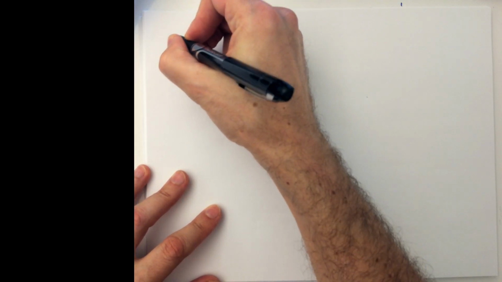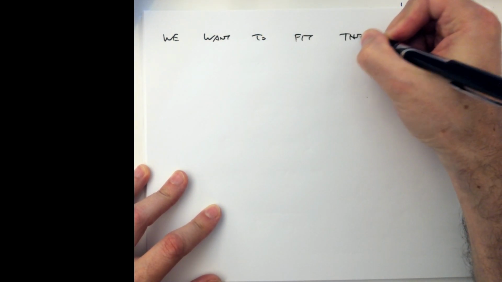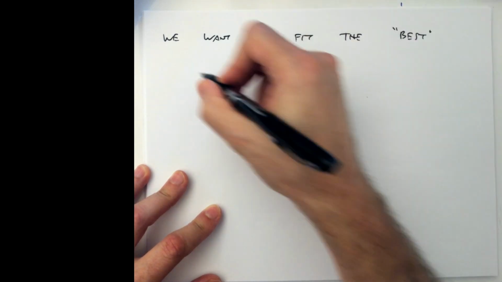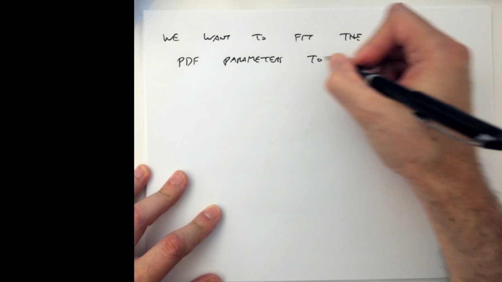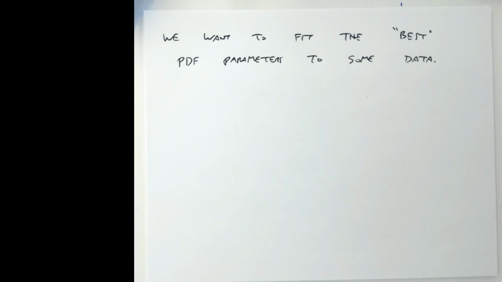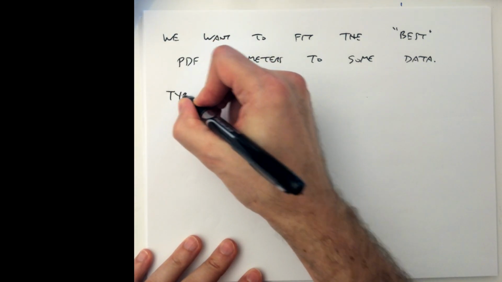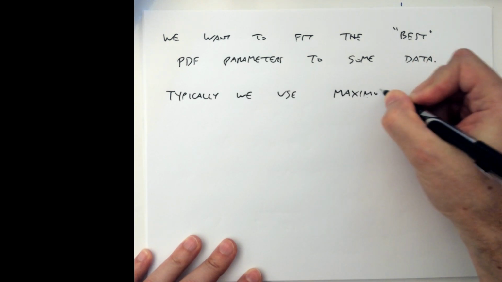We often want to fit the best PDF parameters to some data. Let's think about how that would work. What we typically want to do is what's called maximum likelihood estimation. So typically, we use maximum likelihood estimation.